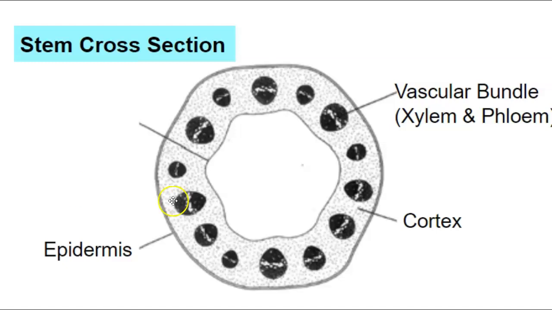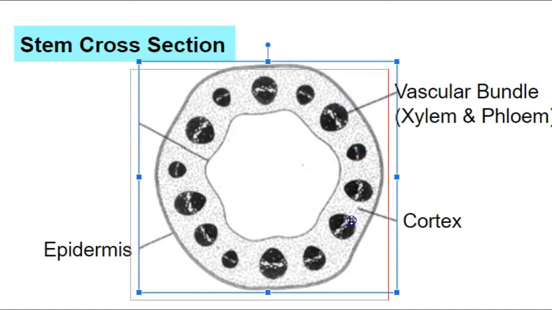So this is our stem, okay? And I want you to label the different parts here. So remember, our root has an epidermis, just like our leaf and our stem now. That's the outermost layer. Then we have something called the cortex. We'll talk about what that does a little later.